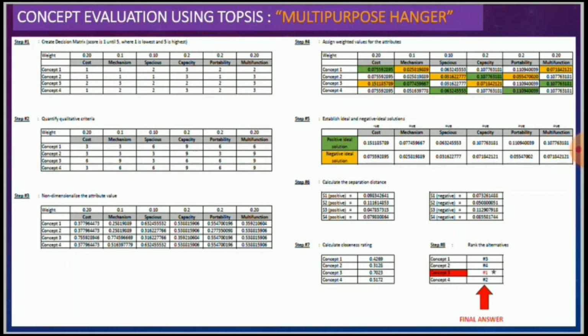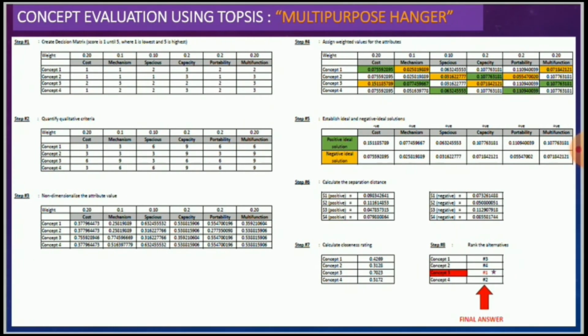So in TOPSIS we have 8 different steps, starting from step number 1 up to step number 8. You can't skip any step, and you must follow step by step in ascending order. In the first step you have to come up with a decision matrix, and in step number 2 you have to quantify the qualitative criteria into numbers, so that you can make calculations on them. Then step number 3, non-dimensionalize the attribute values, because this is quite important, as some of the numbers are not in the same fashion.